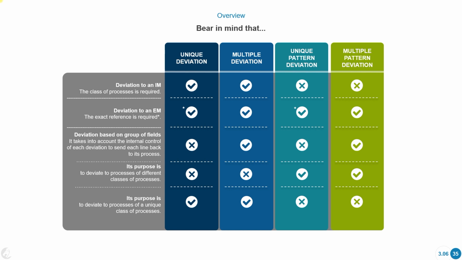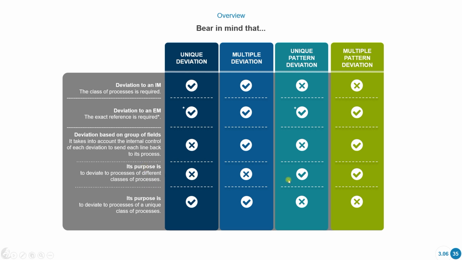Although that doesn't mean that with unique deviations we cannot move lines of a group of fields, but we're actually going to move all the lines of the group of fields at once. The advantage of using multiple deviations is that we can create or deviate lines independently.